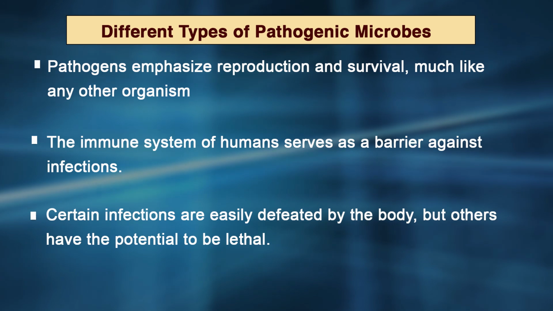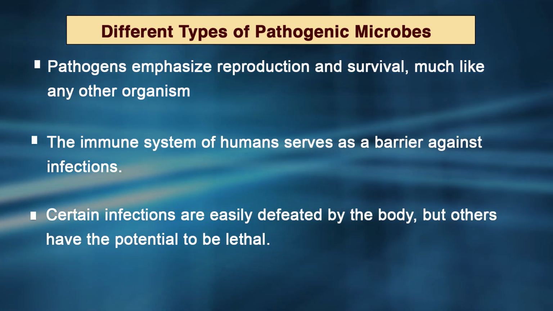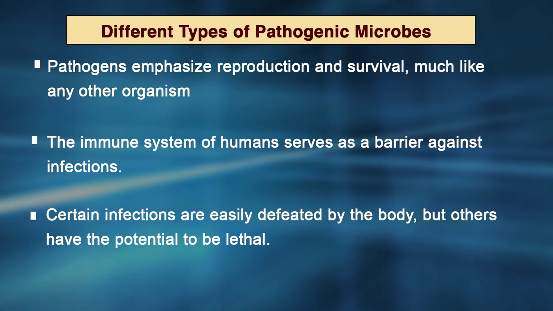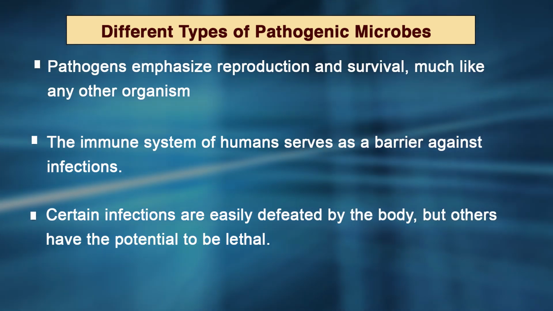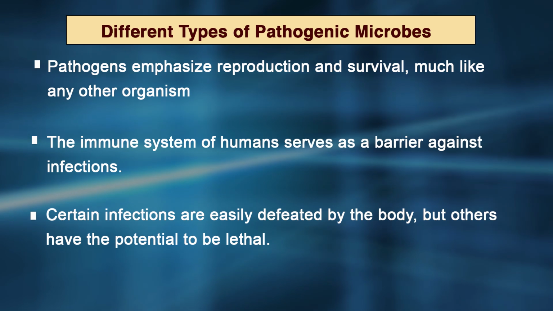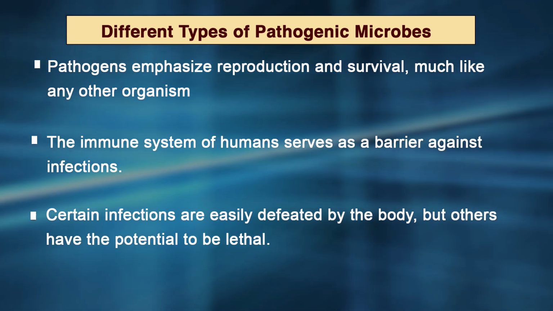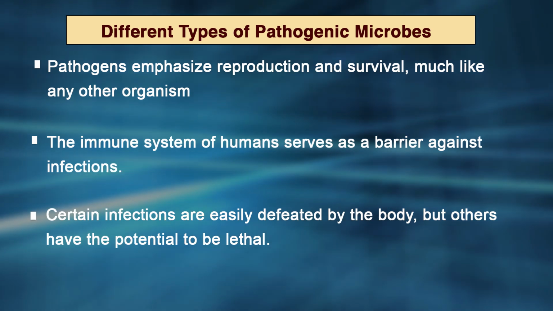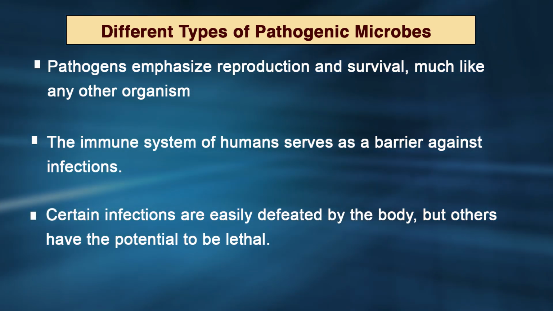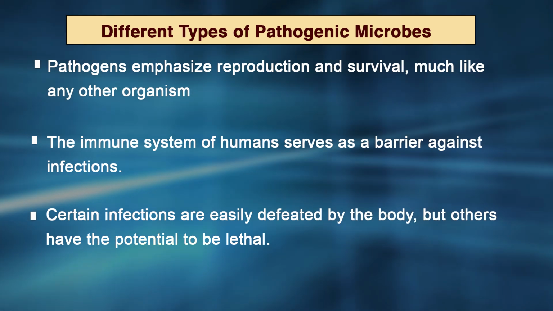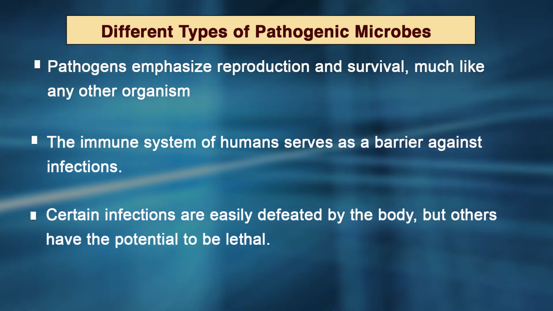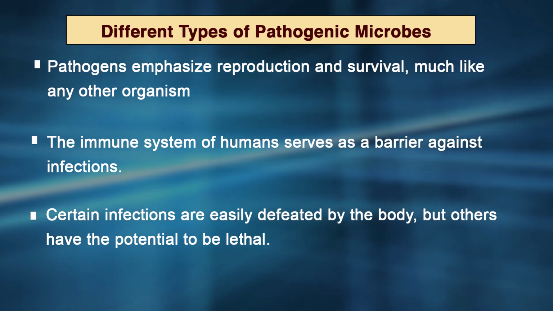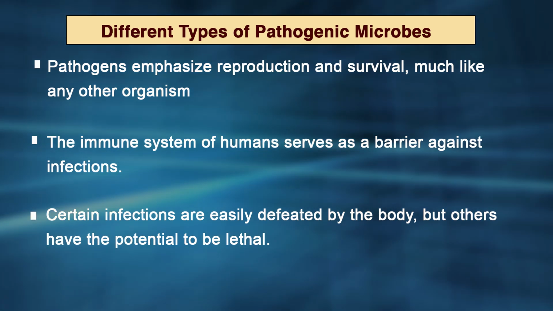A pathogen infects its host and causes illness. Since pathogens cause infection, another term for them is infectious agent. Pathogens emphasize reproduction and survival, much like many other organisms. The immune system of humans serves as a barrier against infection. Certain infections are easily defeated by the body, but others have the potential to be lethal.